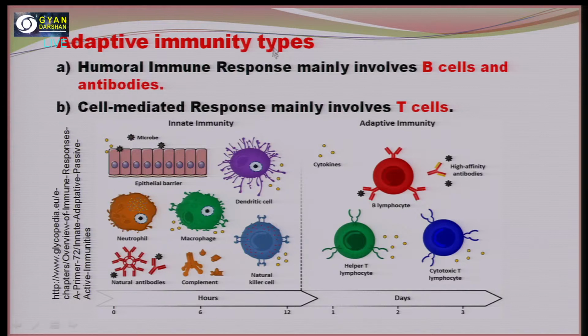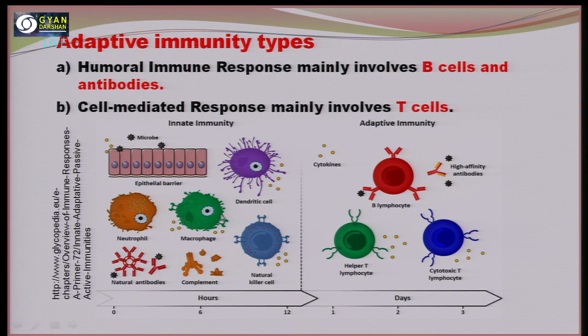Adaptive immunity types. You can classify adaptive immunity into two types. One is the humoral immune response, mainly involving B cells and T cells, and another is the cell mediated immune response, mainly involving T cells. So adaptive immunity is divided into two parts: humoral immunity and cell mediated immunity.